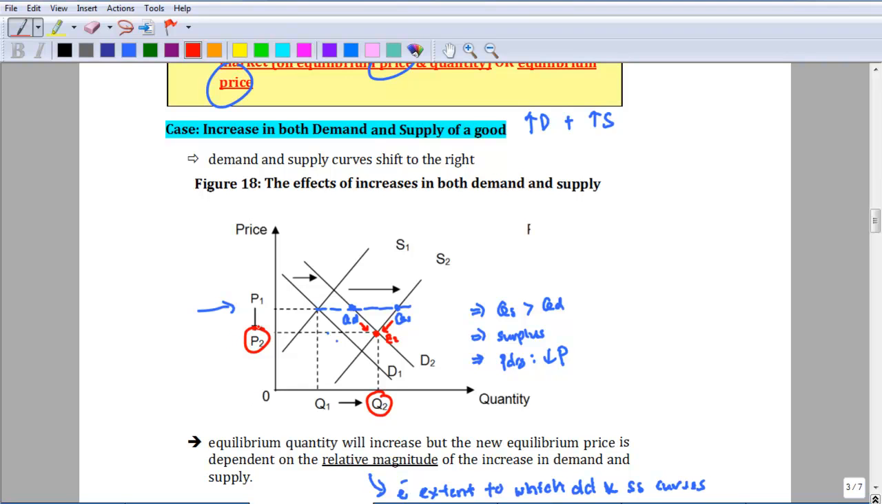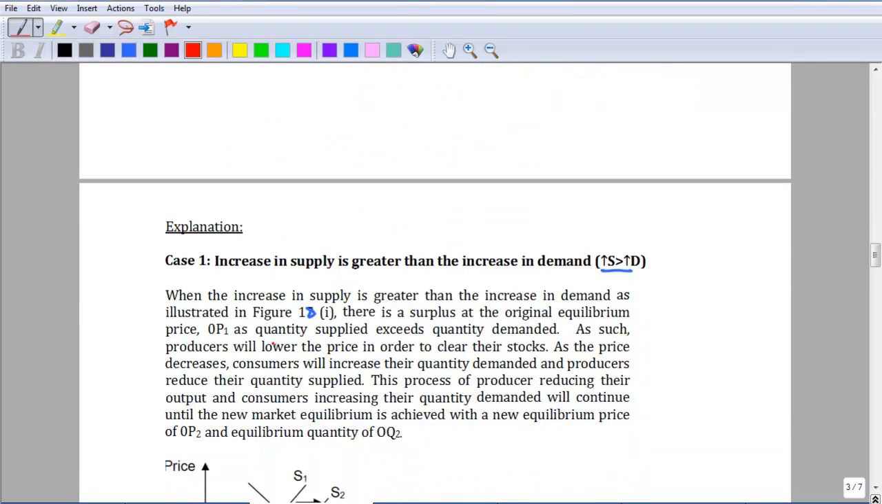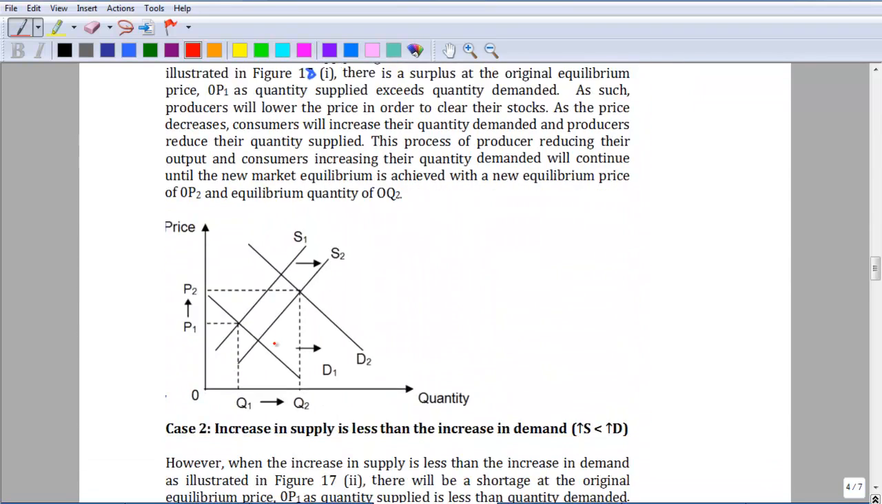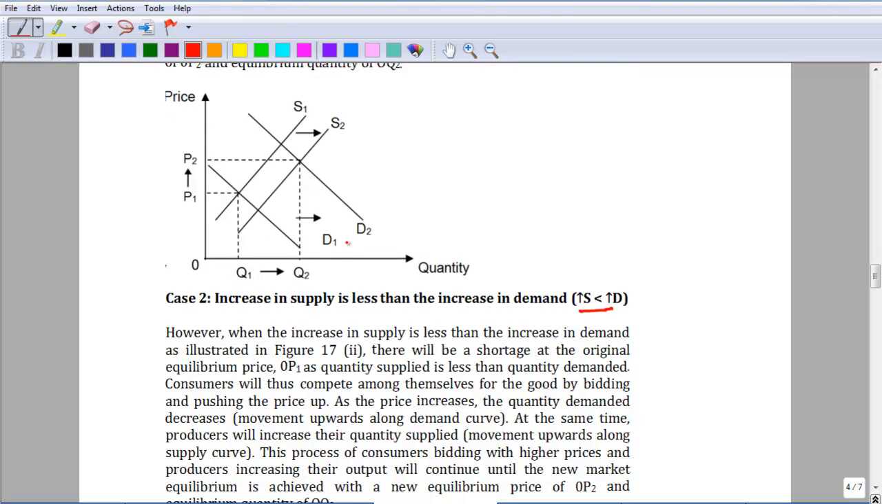Alright, so all the explanations are written here in this paragraph. Now let's look at this case. Case 2. Increase in supply is less than the increase in demand. So if the increase in supply is less than the increase in demand, I will need to shift my supply curve to a lesser extent as compared to the shift in the demand curve. So now let's take a look at this case. What happens?